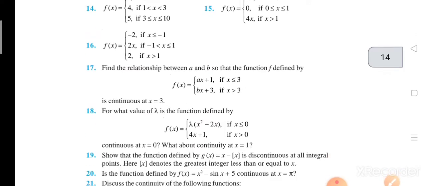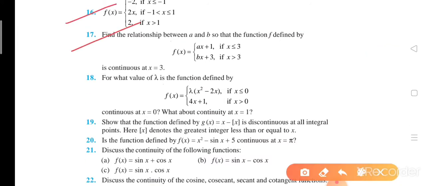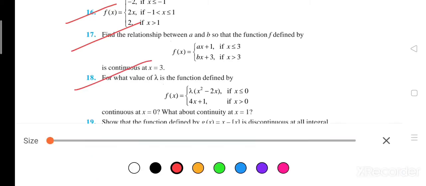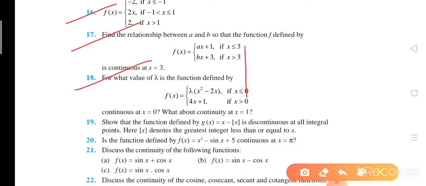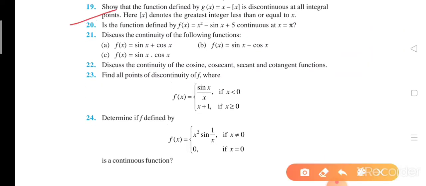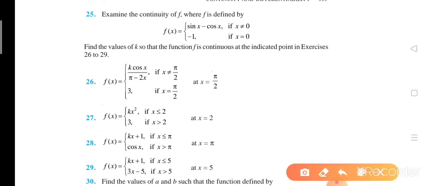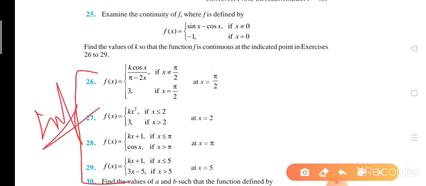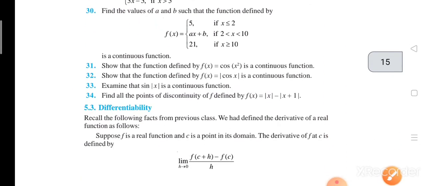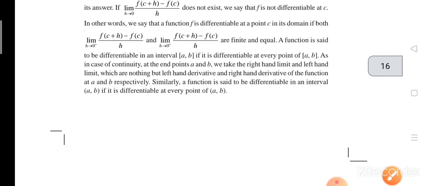Then we have most important question 17, 16, 18, 20, 23 and 26 onwards, all questions up to 30. Then we have 32 and 34. So these are the problems from exercise 5.1.